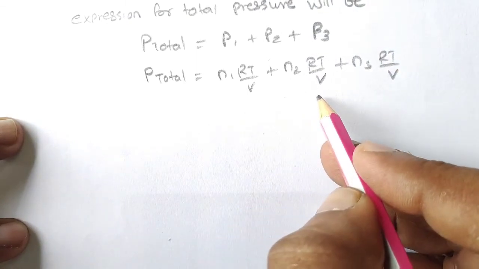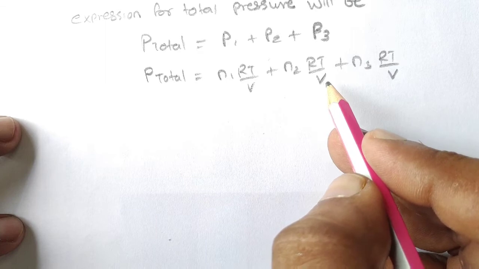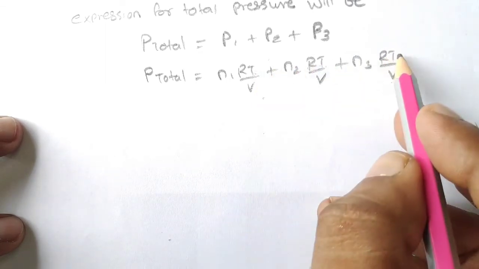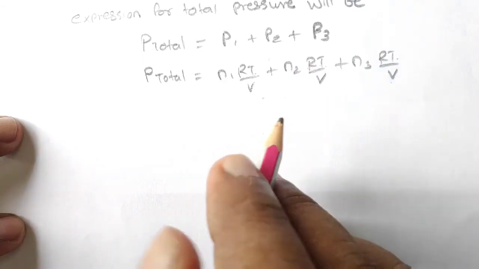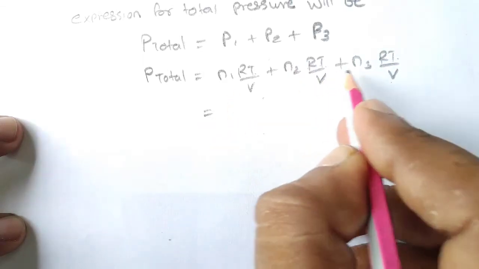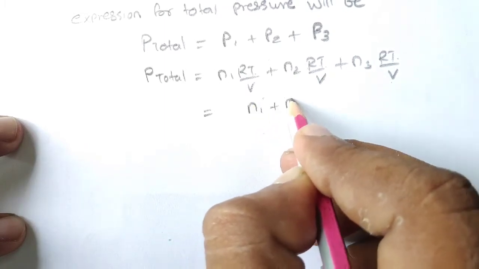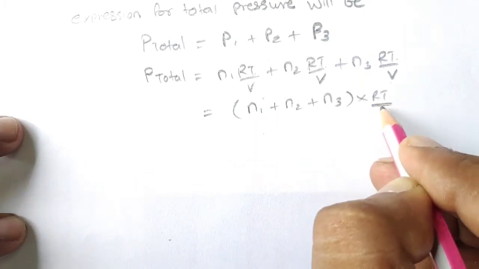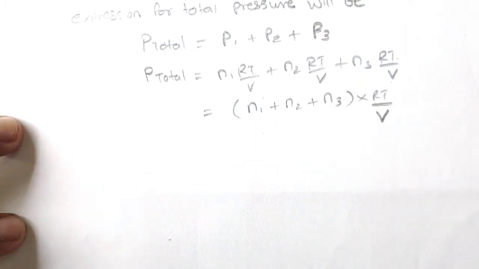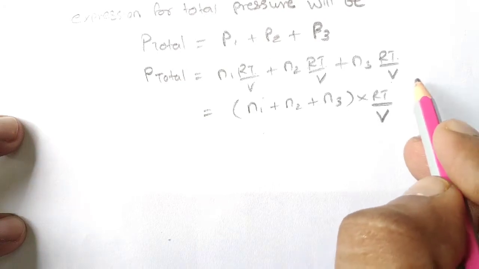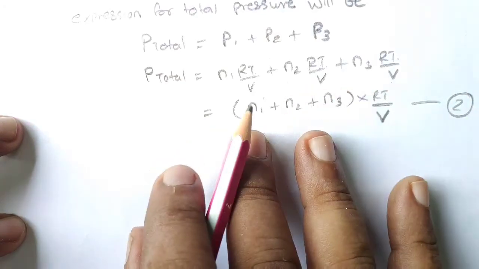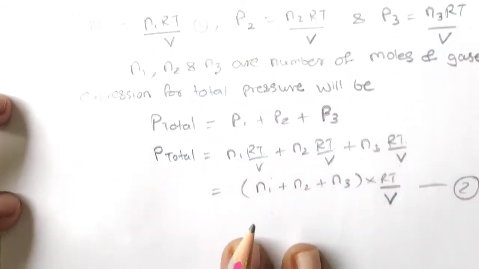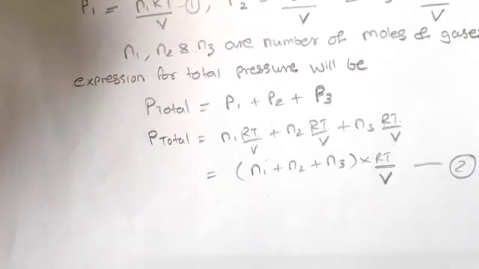And in this case the same vessel or flask is there, that's why the volume is the same, the gas constant is common to all three, and the temperature is also kept constant, right? So now the next part, if these three things are common, I can write N1 plus N2 plus N3 into RT by V. Understood? Now this we will give as equation 2, and the earlier one as equation 1, because we need to further calculate that part.